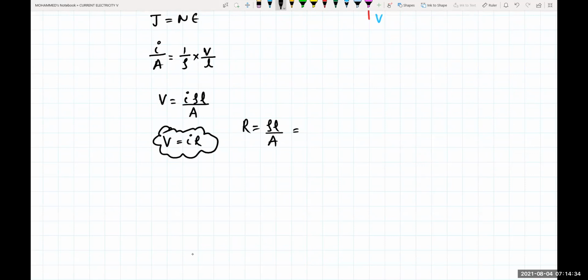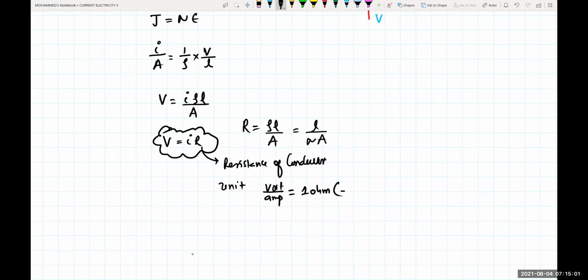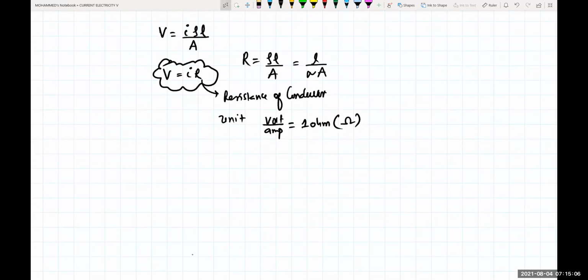Rho can also be taken in terms of sigma, so R is L divided by sigma into A. R is known as the resistance of the conductor, and its unit is volt per ampere. 1 volt per 1 ampere is known as 1 ohm. The symbol of this unit is this one.